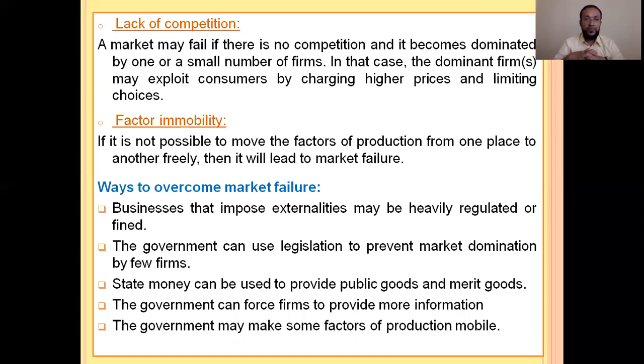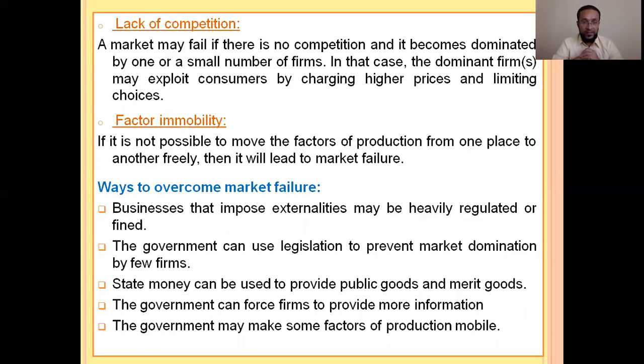Lastly, factor immobility. If it is not possible to move the factors of production from one place to another place freely or from one use to another use, then it is called factor immobility. If there is factor immobility, then it will lead to market failure.